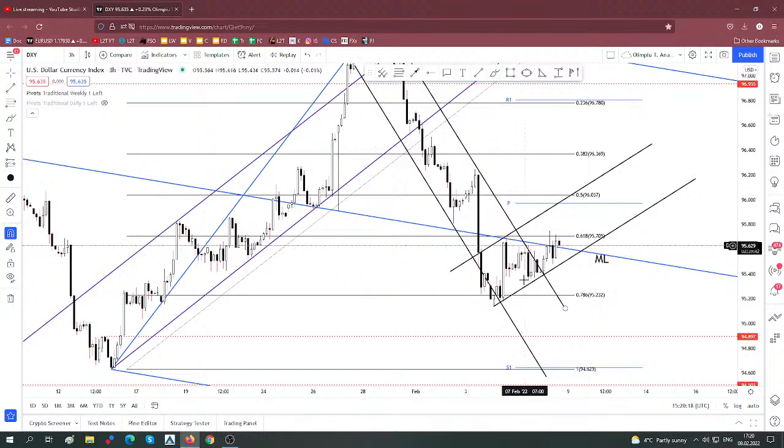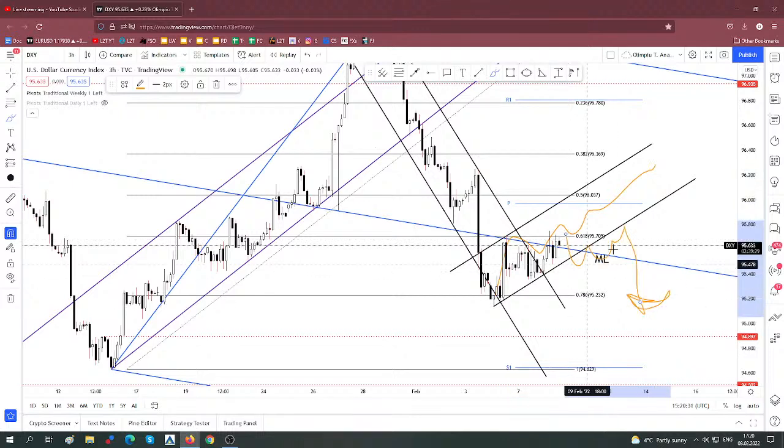But don't forget that something like this, like an up channel, could represent a bearish pattern. So yeah, it could continue to increase within this pattern, but if it drops and stabilizes below the uptrend line, it could turn to the downside.